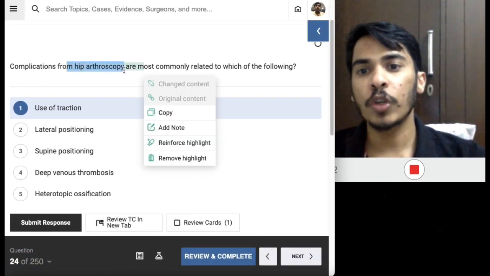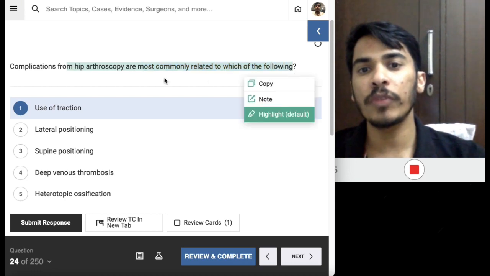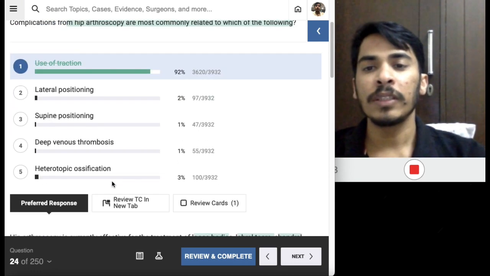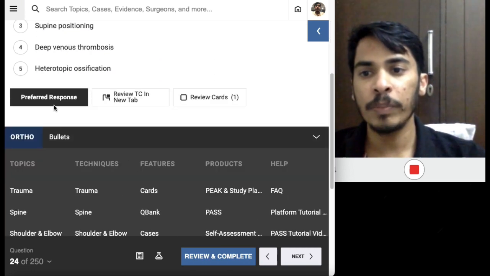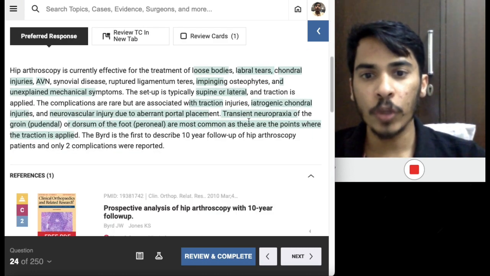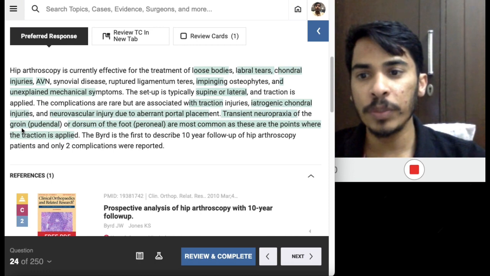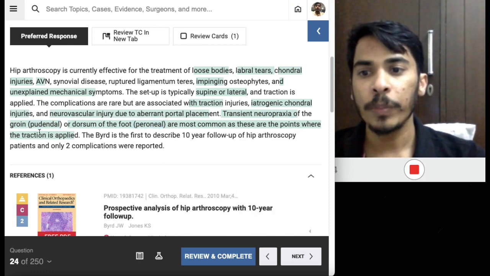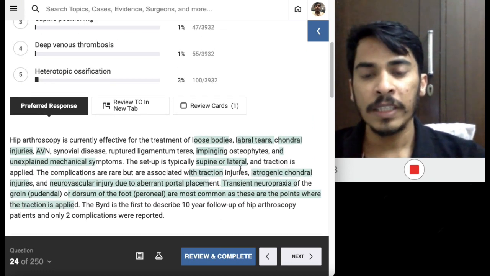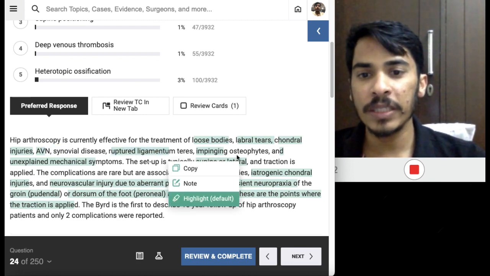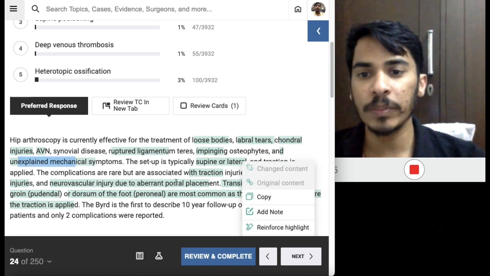Hip arthroscopy complications are most commonly related to which of the following? Use of traction. Use of traction is the most common cause of complication in hip arthroscopy. Transient neuropraxia can occur to the pudendal nerve or peroneal nerve: the pudendal nerve in the groin and the peroneal nerve at the dorsum of the foot. The indications are loose bodies, labral tears, chondral injuries, synovial disease, ruptured ligamentum teres, impinging osteophyte, and unexplained mechanical symptoms.